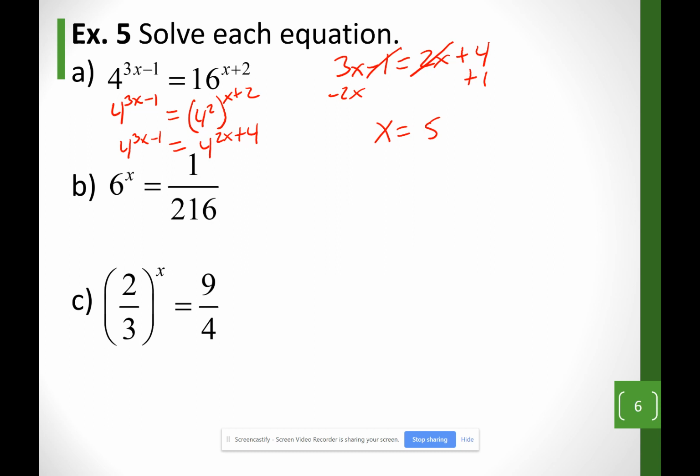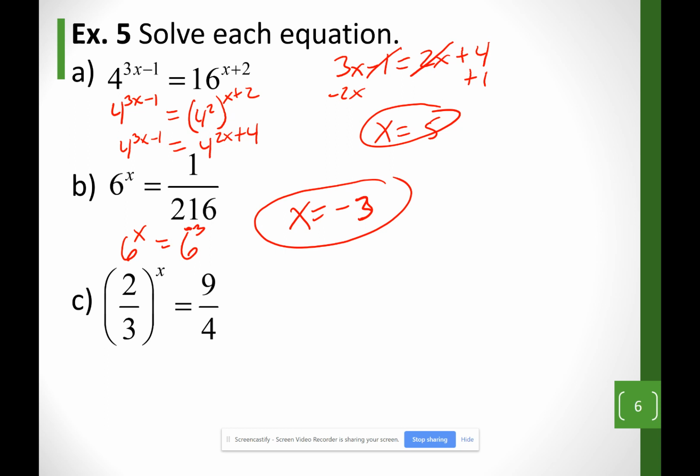Now let's take a look at example B. I know 6 to the third is equal to 216. But now I want it as a fraction, with the 216 at the bottom. So I'm going to rewrite this. Once again, I know 6 to the third is 216. So I want the reciprocal. So I'm going to say 6 to the negative third. So I have that 6 to the x is equal to 6 to the negative third. Now that I have the same base, I'm going to let the exponents equal each other. And I'm just going to write x equals negative 3.